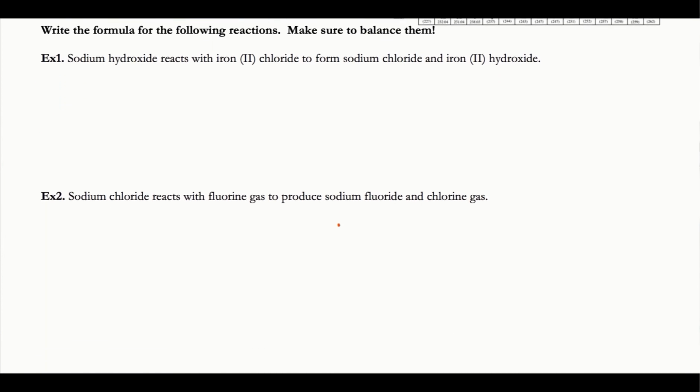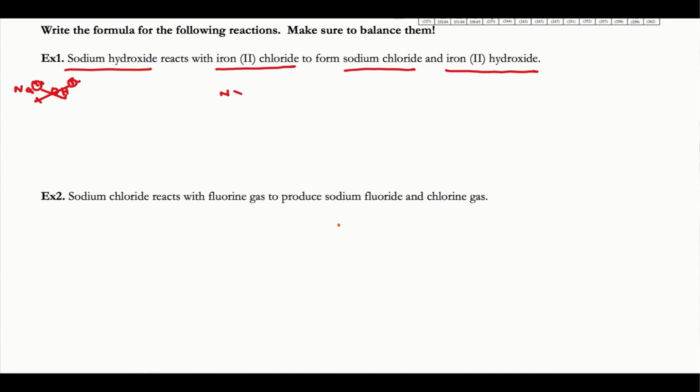All right, so we're going to write out our formulas for these reactions and we're going to make sure to balance them. It tells me sodium hydroxide reacts with iron 2 chloride to form sodium chloride and iron 2 hydroxide. So yes, we're going to be working on writing out our formulas again. So sodium hydroxide, to write that formula, I need to cross my charges. So sodium has a +1 charge, hydroxide is -1, okay? And so when I cross my charges, I get NaOH.